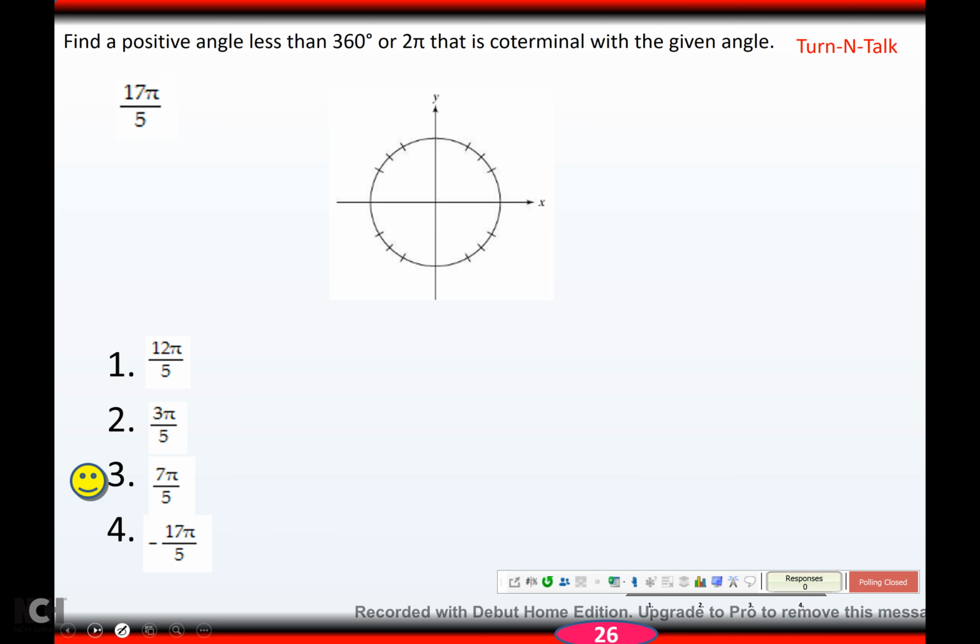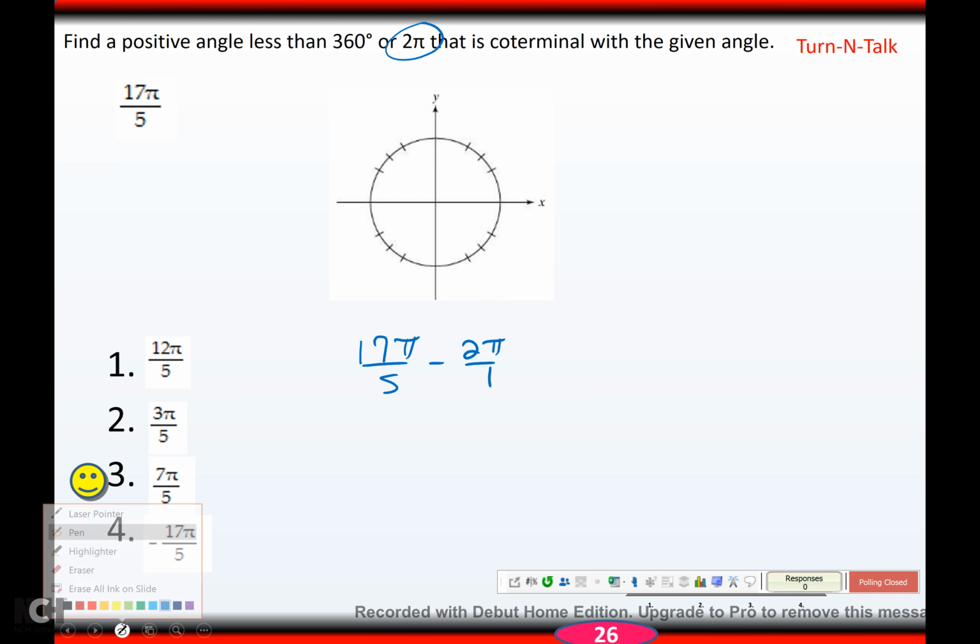And hopefully you got 7 pi over 5. They want a positive angle less than 360 or 2 pi. So since we're in radians, we're looking for something less than 2 pi. This is not less than 2 pi, because 5 goes into 17 three whole pi's with something left over. So that tells me that I need to subtract 2 pi.